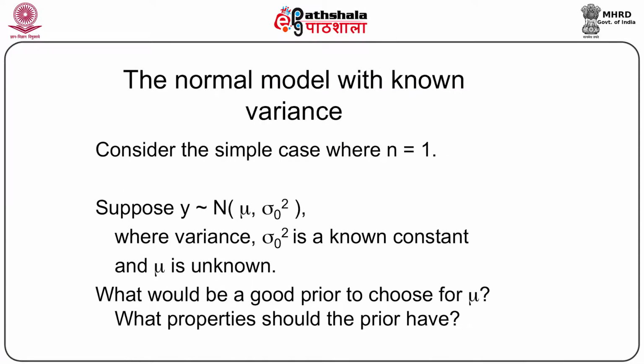Now, for the normal model with known variance problem, we can consider the following. Suppose y is normal with mean mu and variance sigma 0 square, where sigma 0 square is a known constant and mu is unknown, because we assume variance is known. What would be a good prior to choose for mu? Because we are in a Bayesian framework, we have to choose the prior for mu. What properties should that prior have?